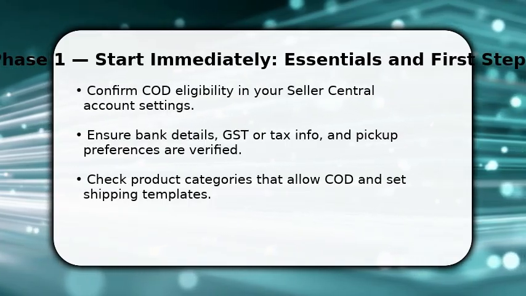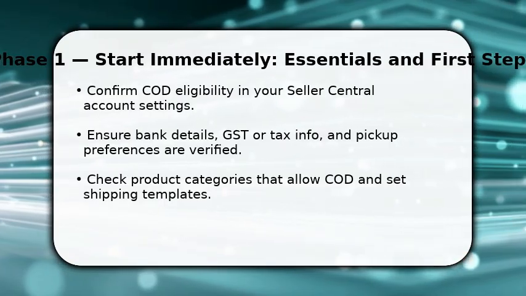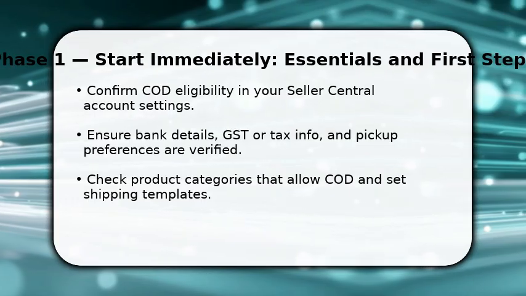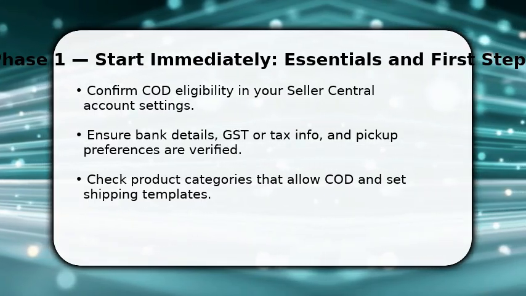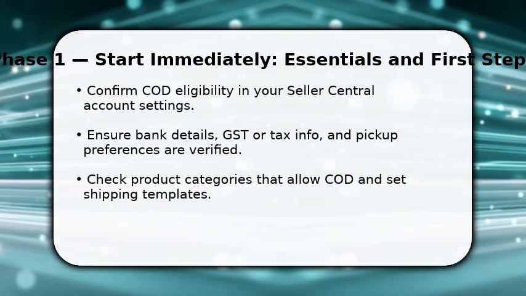Make sure the specific SKUs are permitted for COD by checking category rules and shipping templates. Adjust inventory to match. You're taking action now. Enable COD per marketplace, save settings, and prepare product-level overrides so orders will accept cash payment at delivery.